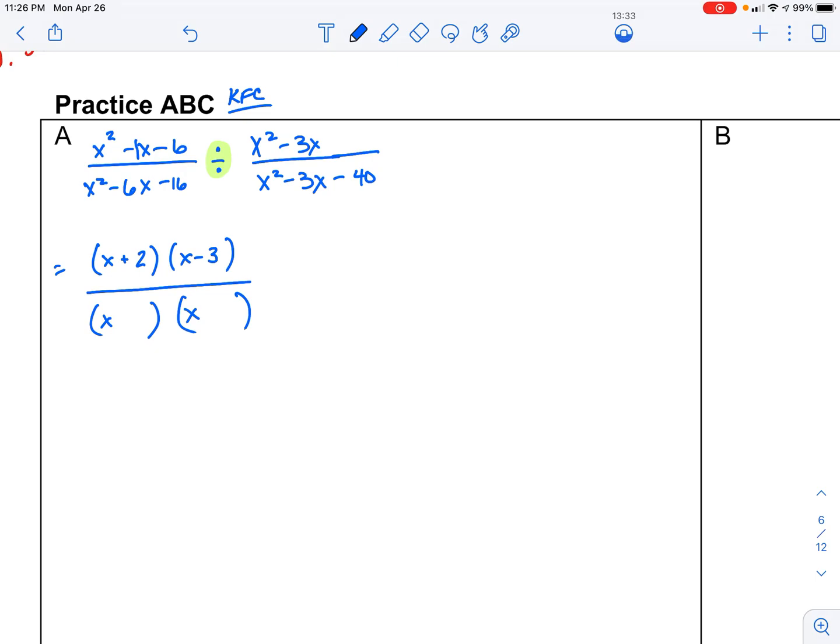On the bottom here, what are factors of negative 16 that when they add together will give me negative 6? I'm thinking of perhaps 2 and 8, plus 2 and minus 8. This would give me negative 16 when I multiply them. And if I add them, it gives me negative 6, which is perfect.